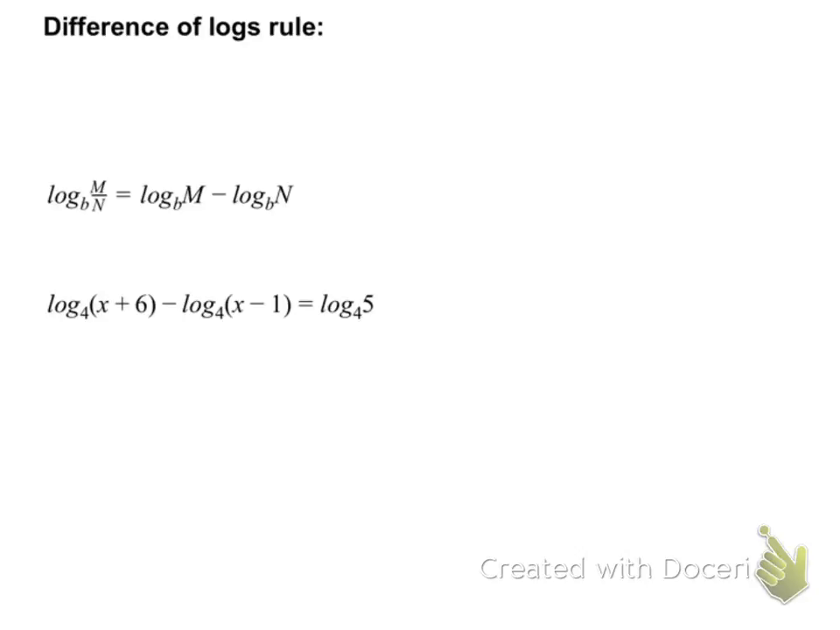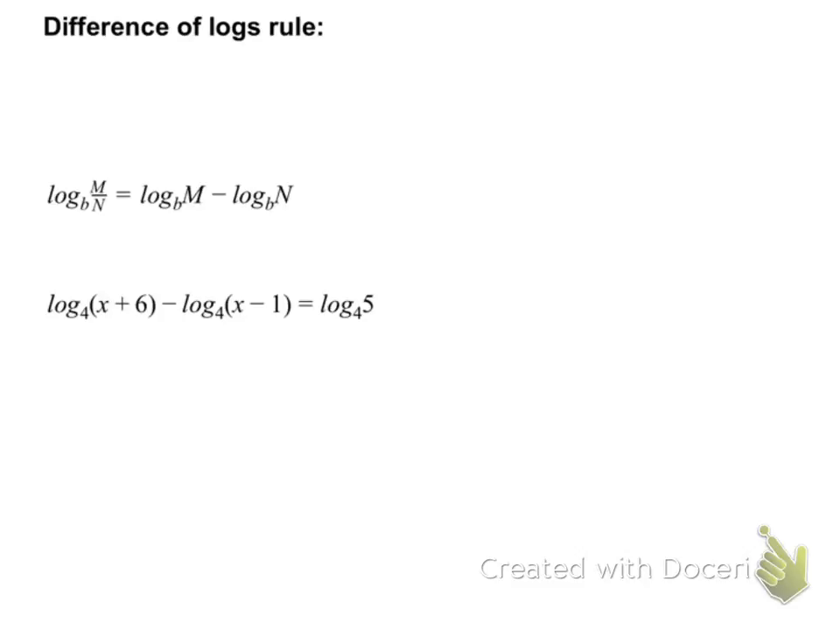I don't know if I said this last time, but when I'm going from a single log to multiple logs, that's called expanding. If I'm going from multiple logs like this to a single log, that's called condensing. So you're either going to condense the logs or expand the logs to solve equations. Hence, we have something below where we need to solve it.